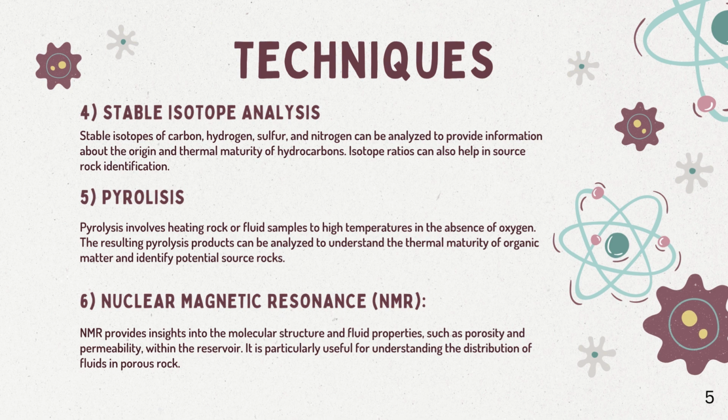So next technique is stable isotope analysis. This one can be analyzed to provide information about the origin and thermal maturity of hydrocarbons. Isotope ratios can also help in source rock identification. And next one is pyrolysis. This one involves heating the rock or fluid sample to high temperatures in the absence of oxygen.